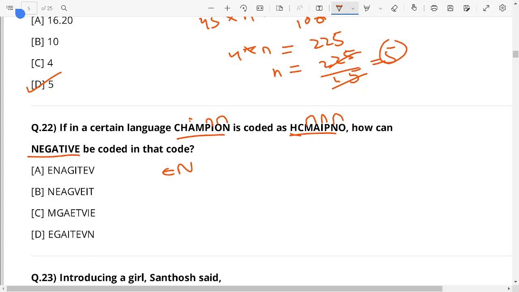Ga, we can write it as ag. We have ti, we can write it as it, right? So we have got these two options here, so we can eliminate these. Then we have ve, we can write it as ev, right? So the right answer here will be option A, that is ev. Option A is the right answer.